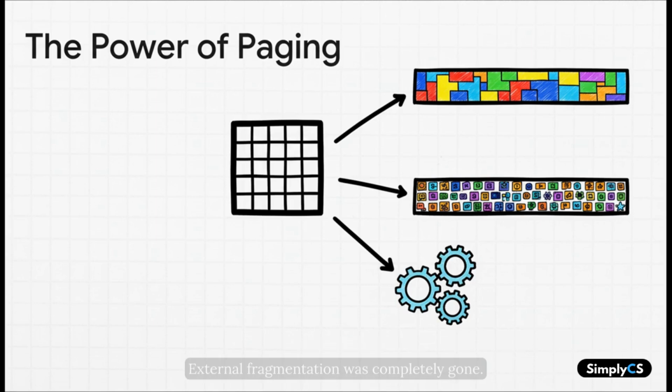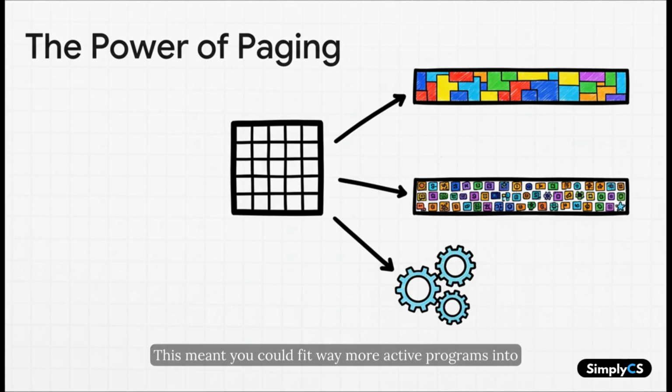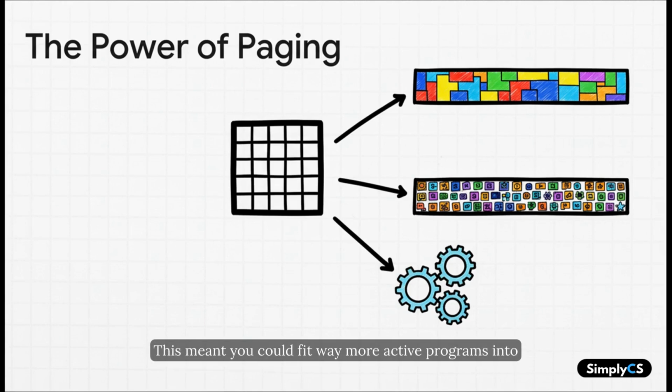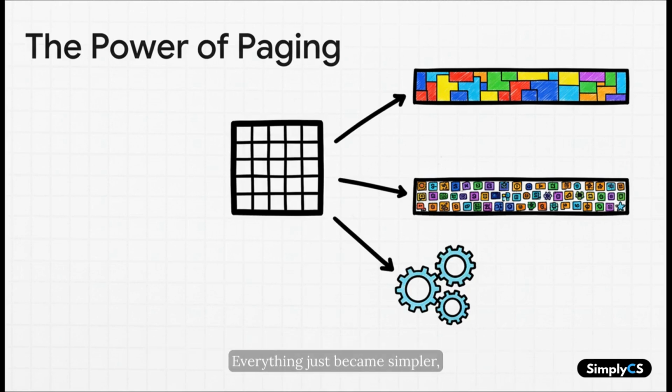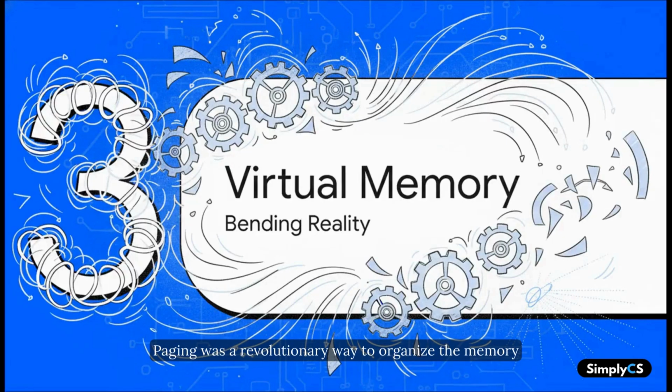First off, boom, external fragmentation was completely gone. Any free frame in memory could be used by any page. This meant you could fit way more active programs into memory at the same time. Everything just became simpler and so much more efficient. Paging was a revolutionary way to organize the memory we have.